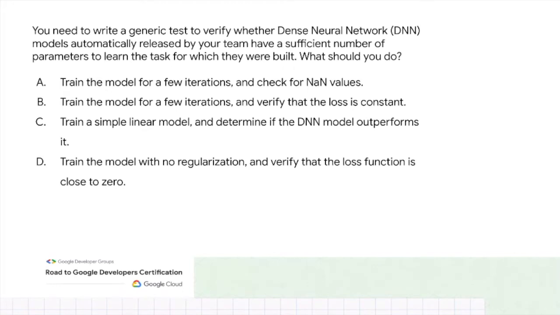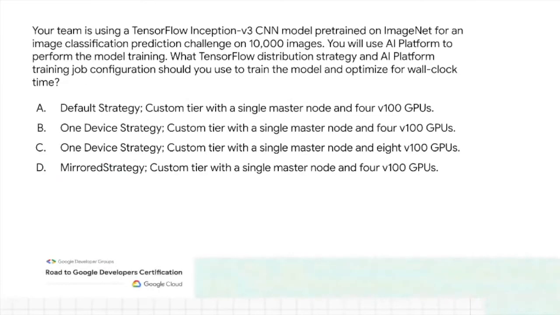So yeah, so D. So your team is using a TensorFlow Inception V3 CNN model pre-trained on ImageNet for an image classification prediction challenge on 10,000 images. You will use AI platform to perform the model training. What TensorFlow distribution strategy and AI platform training job configuration should you use to train the model and optimize for wall clock time? Remember, they asked about TensorFlow distribution strategy and they want to optimize for wall clock time.